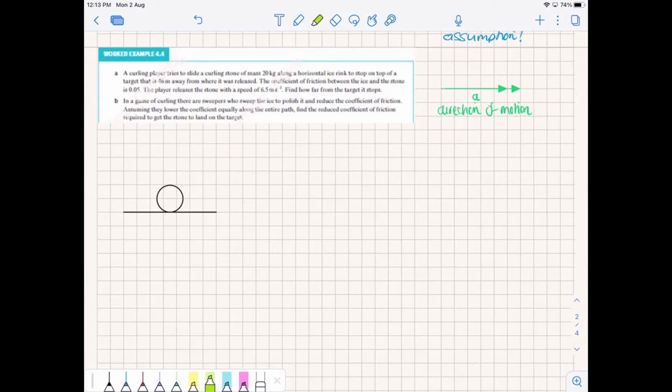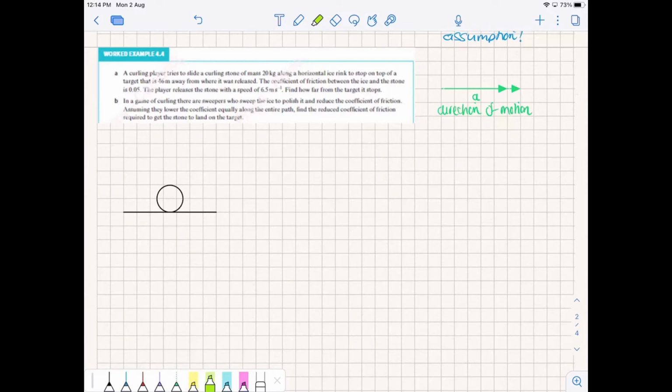Okay, so we have a curling player who tries to slide a curling stone of mass 20 kilograms along a horizontal ice rink to stop on top of a target that is 46 meters away from where it was released. The coefficient of friction between the ice and stone is 0.05, and the player releases the stone with a speed of 6.5 meters per second. They want to know how far this stops from the target.